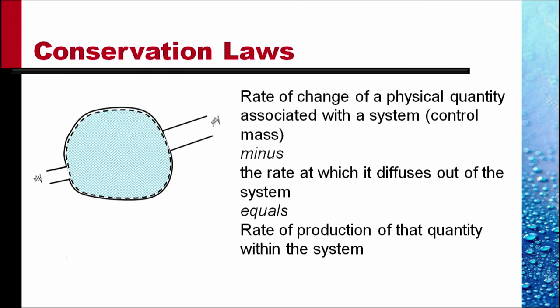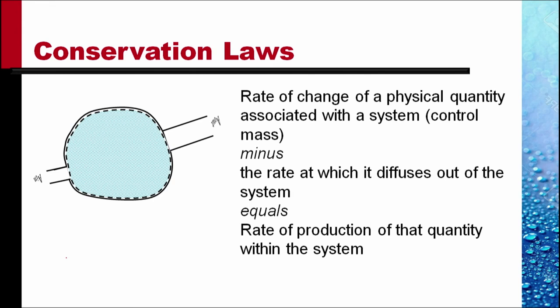The rate of change of physical quantity associated with the system, the control mass, minus the rate at which it diffuses out of the system equals the rate of production of that quantity within that system. That is how we write the conservation laws. The rate of change of physical quantity associated with the system minus the rate at which it diffuses out of the system is equal to the material rate of the quantity within the system, which is also equal to the rate of production of that quantity within the system. If that quantity were mass, the rate of production is zero. If that quantity was momentum, the rate of production of momentum is the net external force applied on the system.